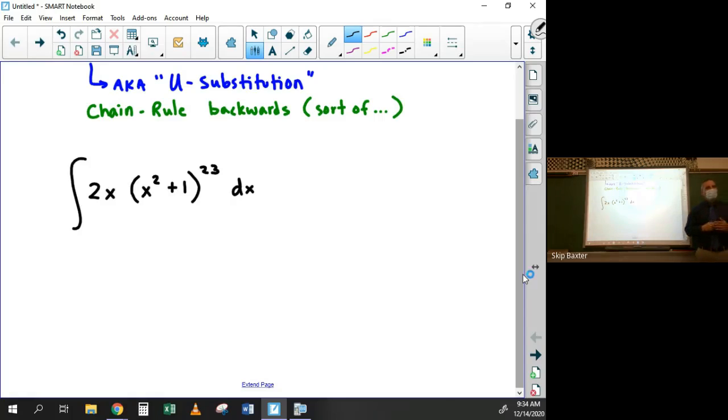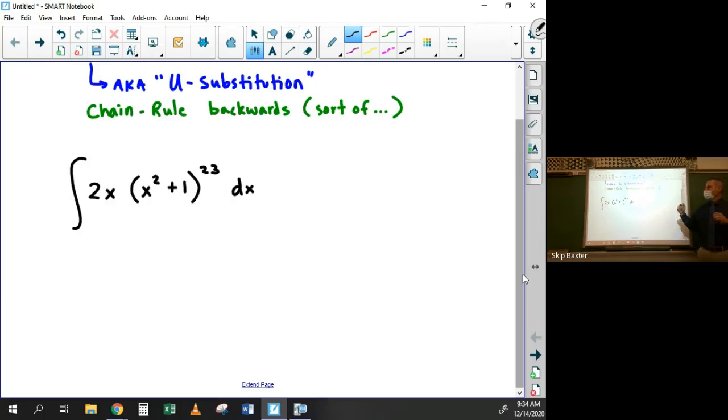Yeah, go ahead. Will this be like 1/24 times (x squared plus 1) to the 24th? The 24th. Yeah, it seems like that's what it would end up being. But it's not always going to be like you can just figure it out like that. Sometimes it'll be a little bit more complicated. So I think you're right about that.